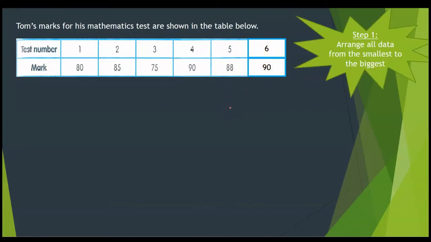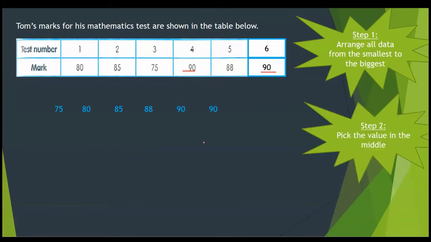We said, in order to get the median, we arrange the data from the smallest to the biggest. So now we are going to arrange the marks from the smallest to the biggest. So 75, 80, 85, 88, 90, and 90. The 90 is repeated twice, so I have to write it two times because I have here 90 and one more 90. Okay? So don't forget to repeat the number if it is repeated in the data set.